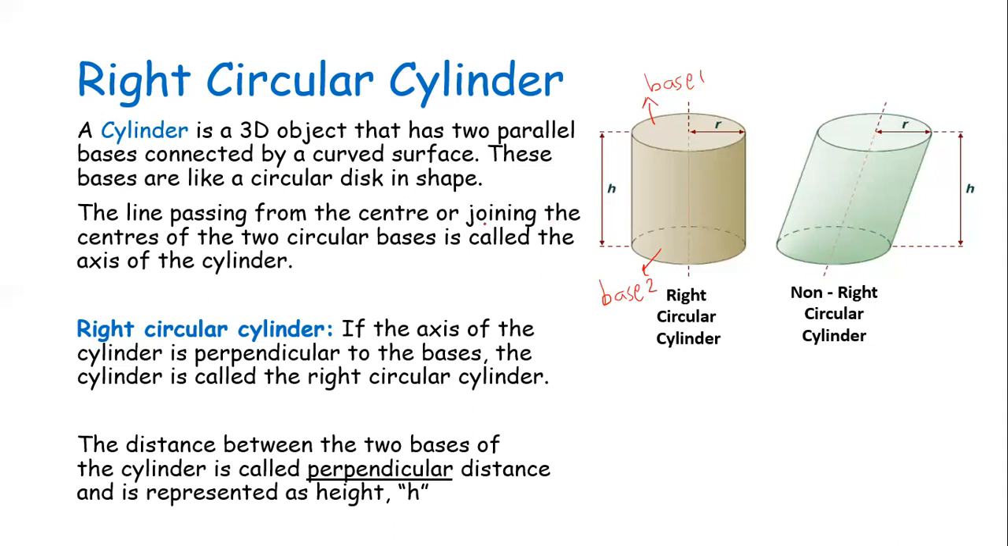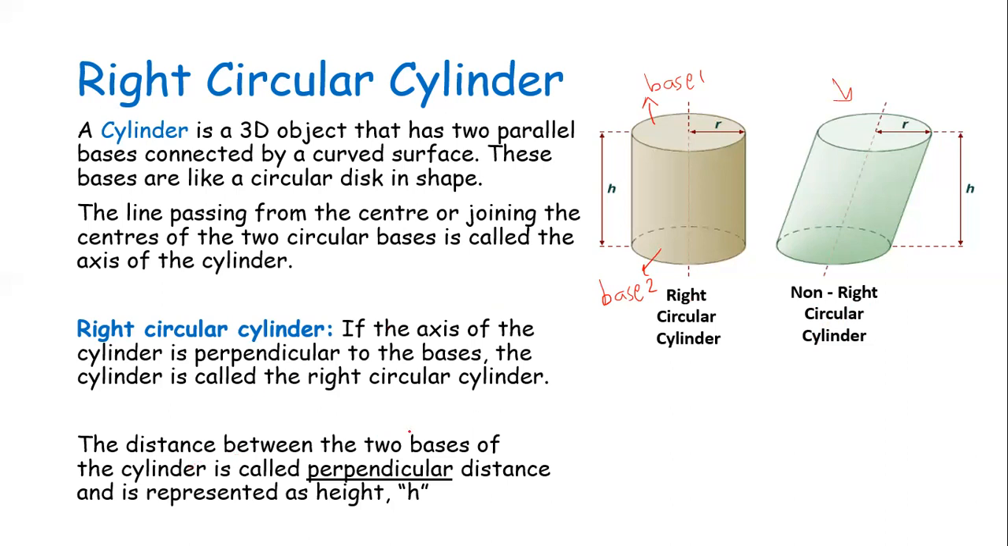Now, when do we say that a cylinder is a right circular cylinder? If the axis of the cylinder is perpendicular to the bases. So we notice here that this axis is perpendicular to the bases, or perpendicular to the planes that contain the bases. However, in this case, we can see that the axis is not perpendicular to the plane that contains the base. In this case, we call this cylinder a non-right circular cylinder.